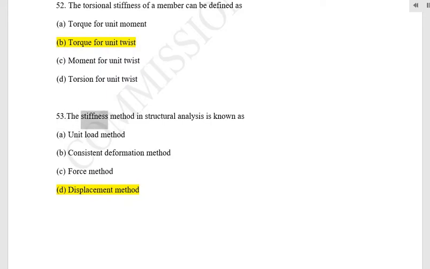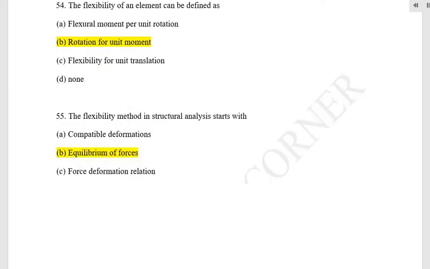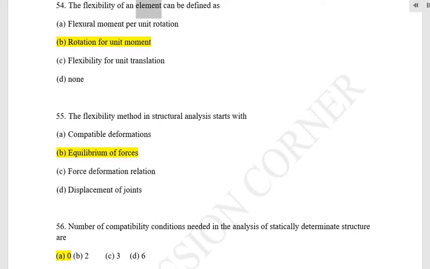53. The stiffness method in structural analysis is known as: unit load method, consistent deformation method, force method, displacement method. 54. The flexibility of an element can be defined as: flexural moment per unit rotation, rotation for unit moment, flexibility for unit translation, none.